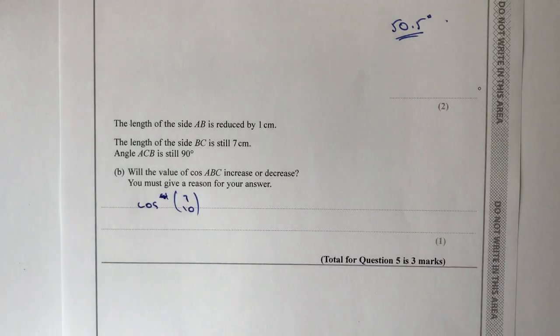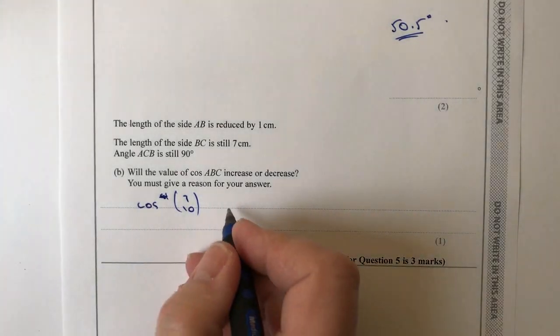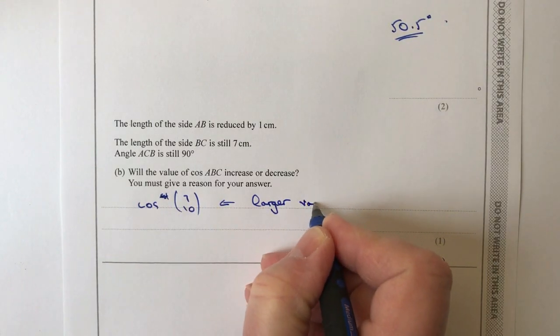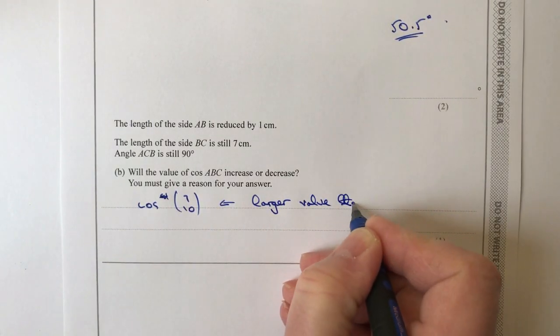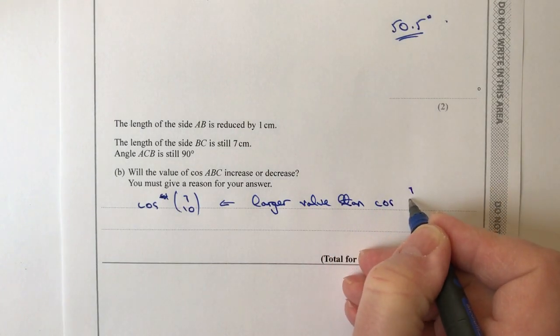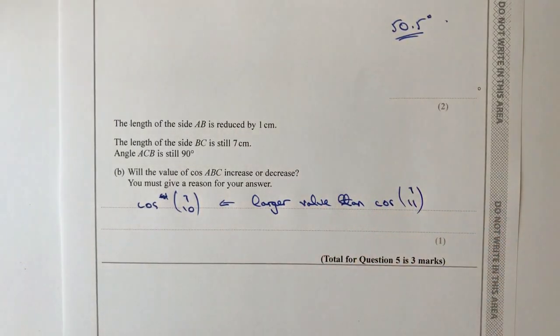If you compare the two cosines, what you'll get is that this is a larger value than the cosine of 7/11. Okay, so you can just compare those two in a calculator and that'll work out absolutely fine for you.